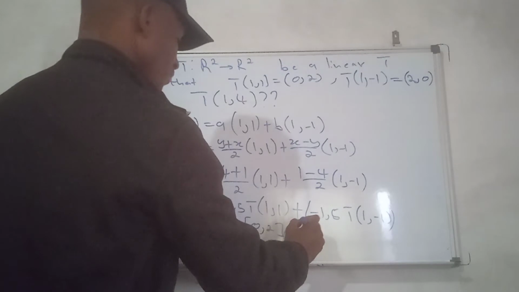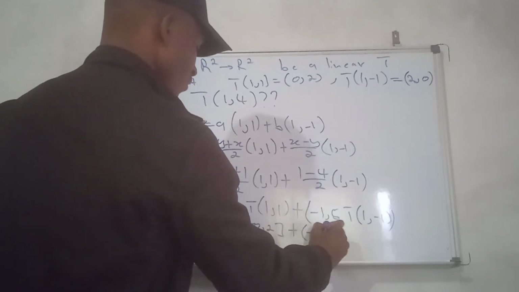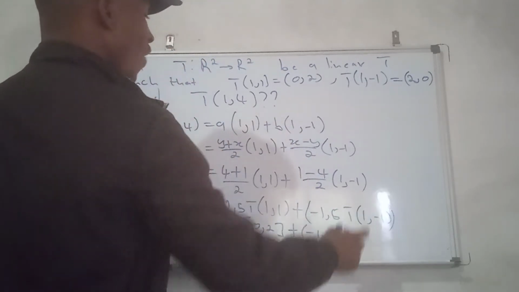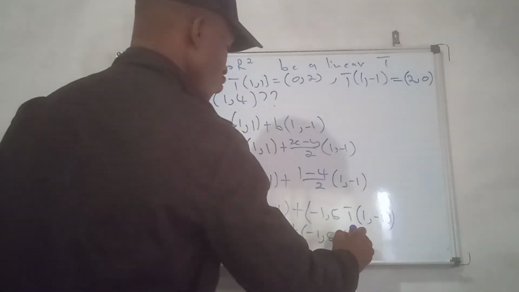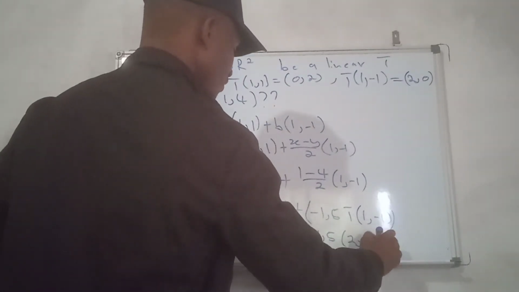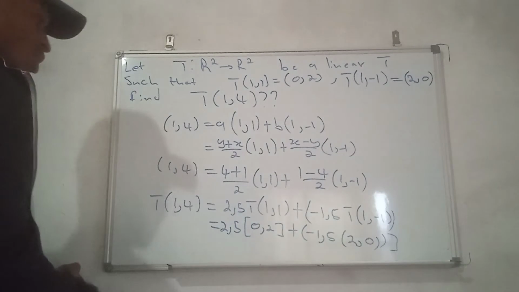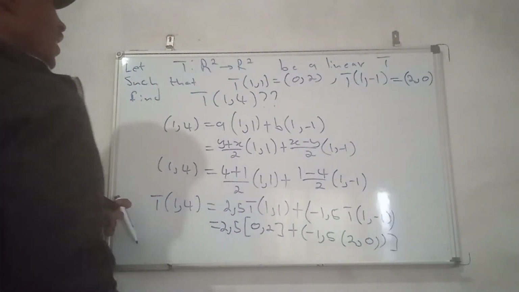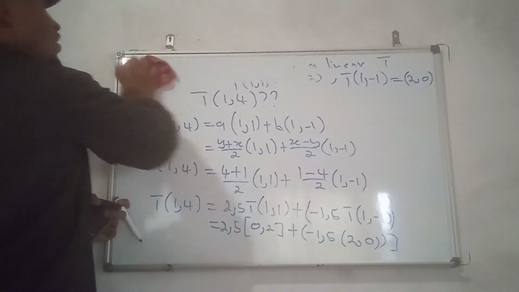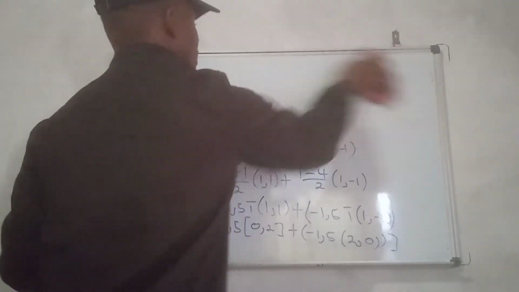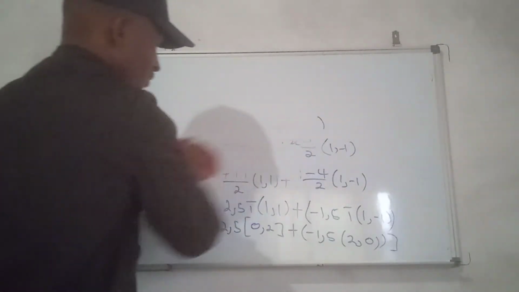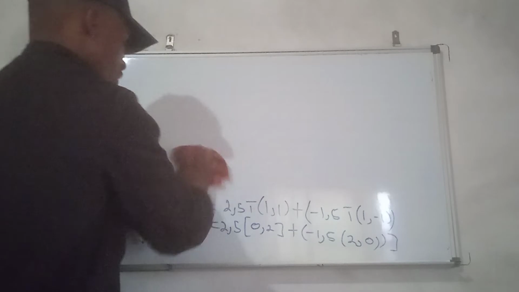And then what is this part? T(1,-1). It's just (2,0). I can erase this part. This information is now useless since we have our final equation.